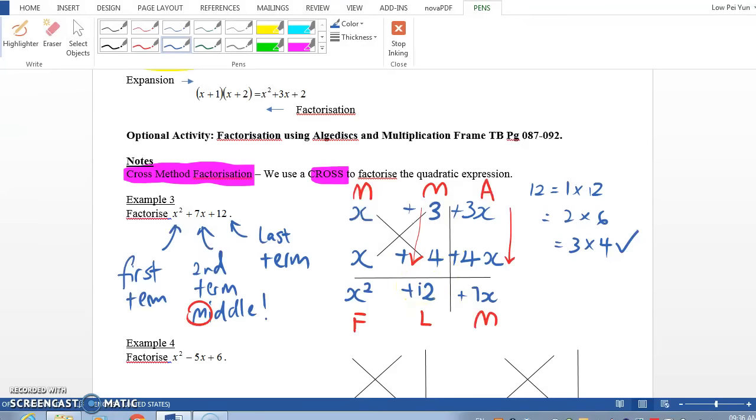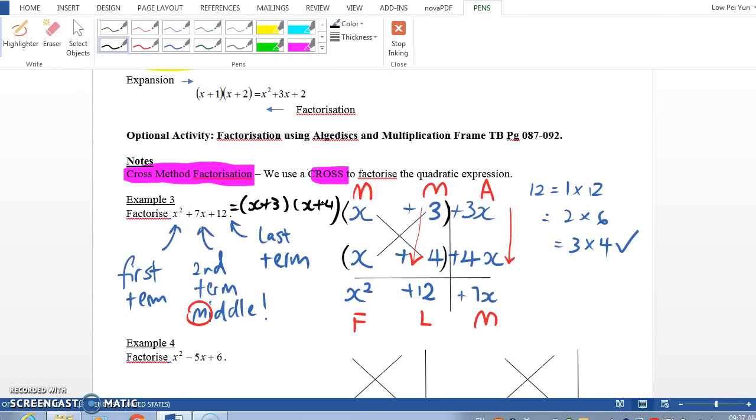And then our final answer is going to be read this way: x plus 3, x plus 4. So factorizing, I'm going to get x plus 3, x plus 4. And we are done.